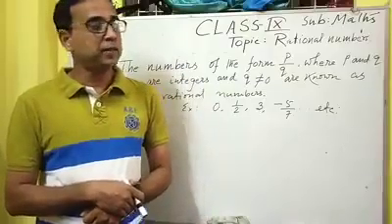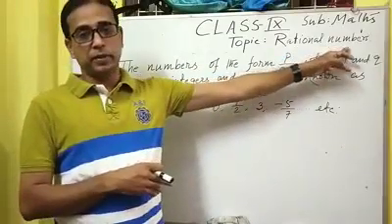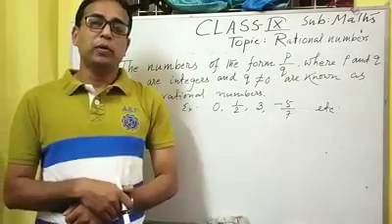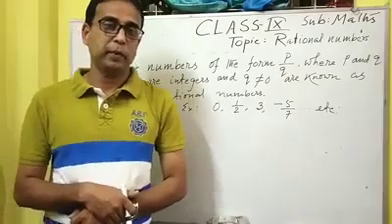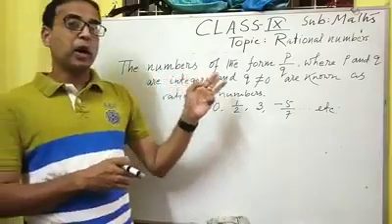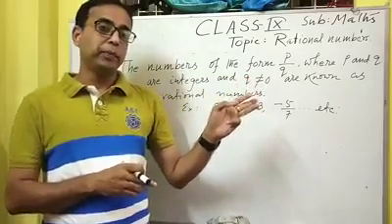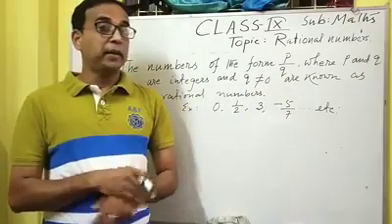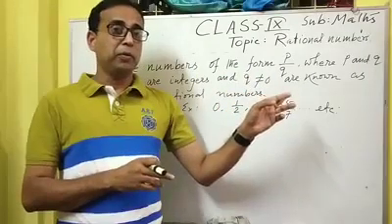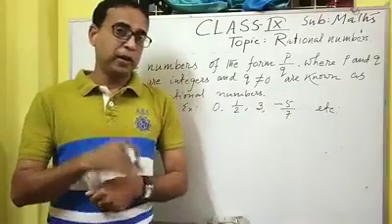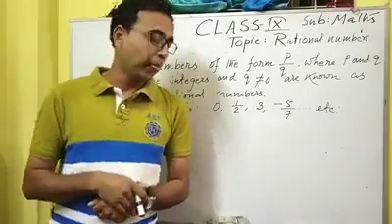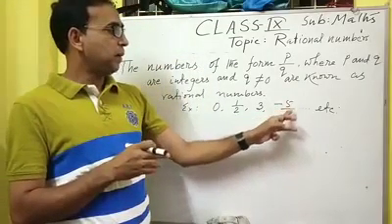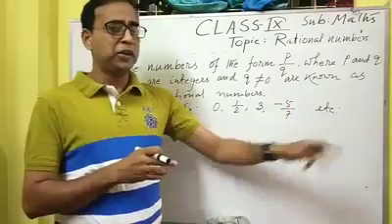Today's topic is rational numbers. At first, you have to know what rational numbers are. The numbers of the form p by q, where p and q are integers and q is not equal to 0, are known as rational numbers. For example, 0, 1 by 2, 3, minus 5 by 7 and so on are rational numbers.